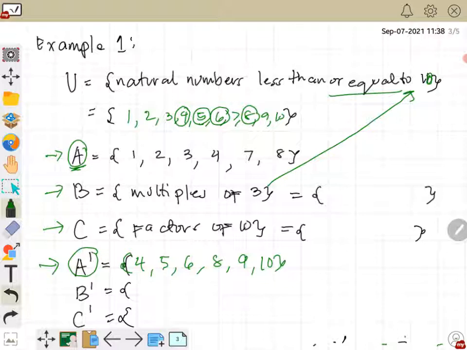So what is B complement? What are the elements in B complement? Again, let's go back to B. What is that set? It's multiples of 3. Of course, let's abide by the limit specified in U, that's equal to 10. So to make it easier for us, let's try to list down 3, 6, 9.